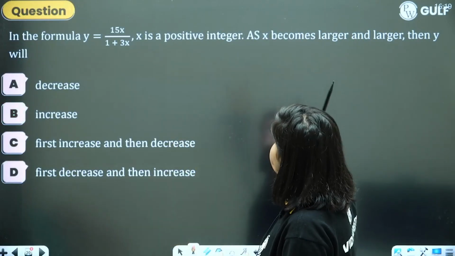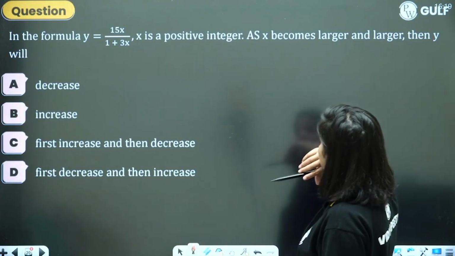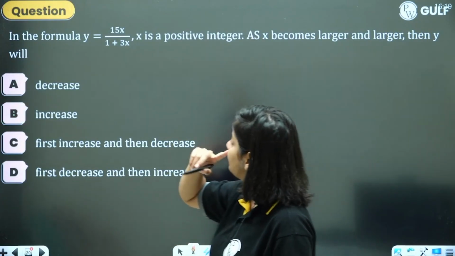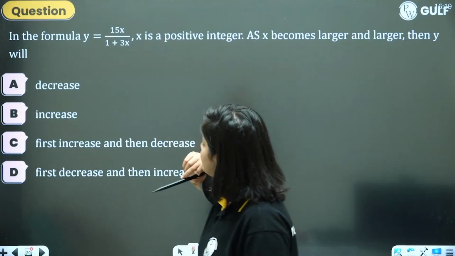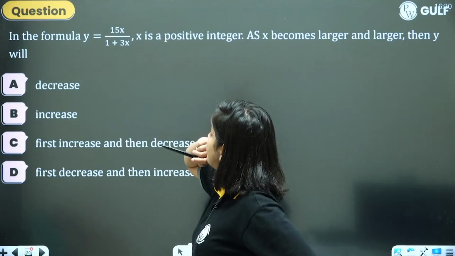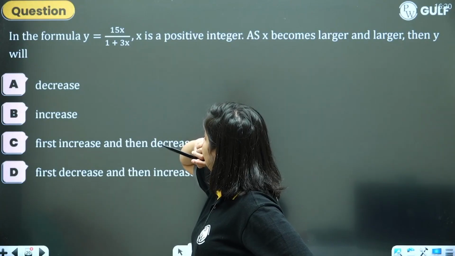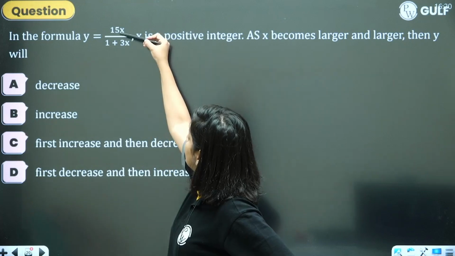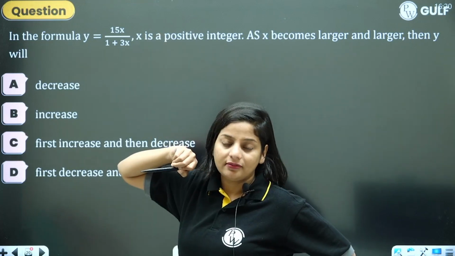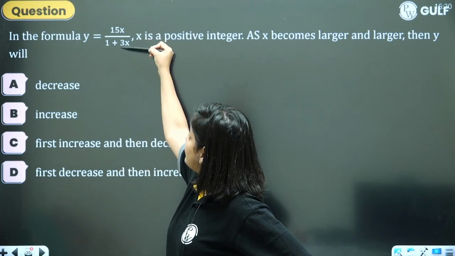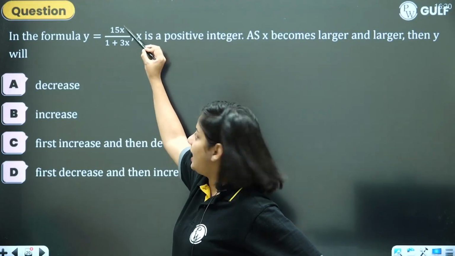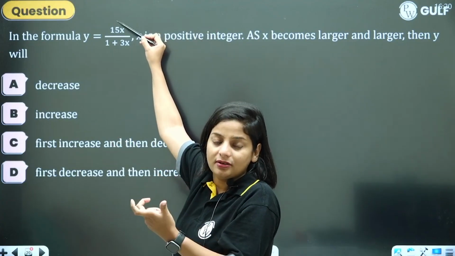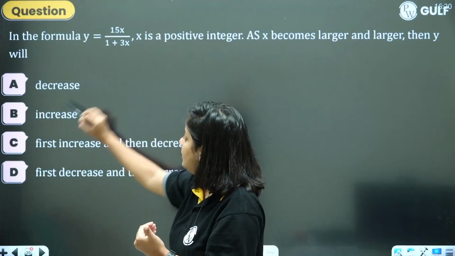Next, in the formula y is equal to 15x upon 1 plus 3x, x is a positive integer. As x becomes larger and larger, then y will become what? So if x is increasing, what happens to the overall y? Isn't it very obvious here? Numerator is much bigger than the denominator. Numerator is 15x, denominator is just 3x. And as you keep on increasing the value of x to 3, 4, 5, 6, 7, 8, numerator will always be more than denominator. And the answer is increased.